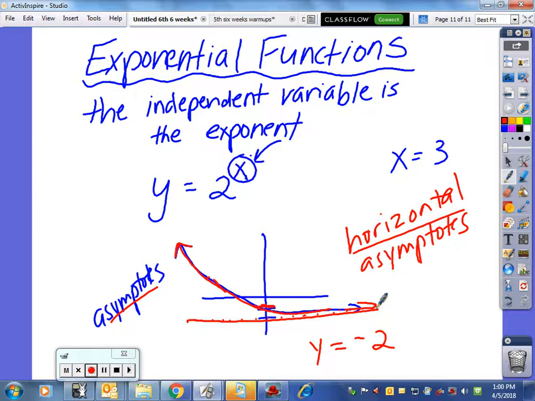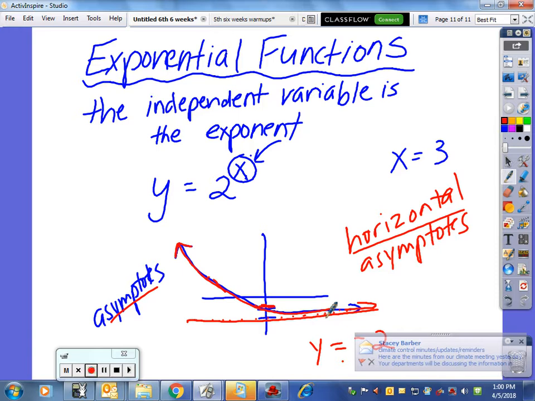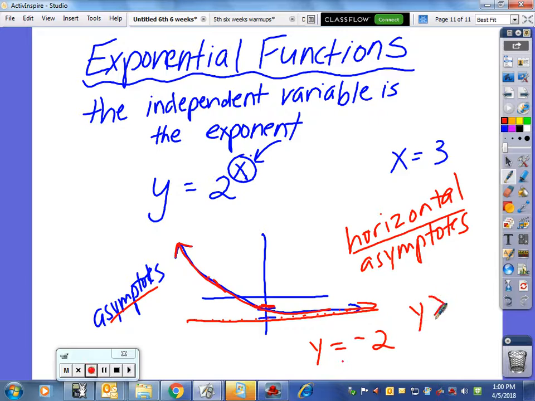What's the domain of these things? If it's just a plain old exponential function, it's all real numbers. The range depends on where that asymptote is. Not the vertex, the asymptote. This one would never go below -2, so what's the range? No. Y is greater than, not equal to, it will never equal. The range of this is y is greater than -2.